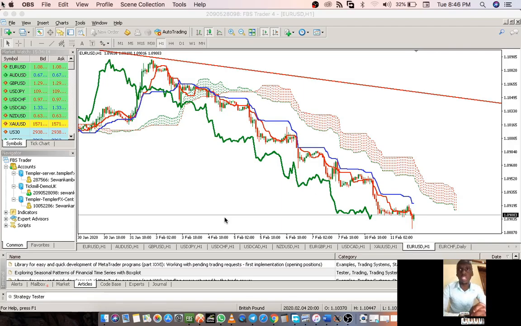The Ichimoku Kinko Hyo indicator was developed in the late 1930s by a Japanese journalist under the pen name Goichi Hosoda, who worked under the pen name Ichimoku Sanjin. He was working as a journalist for a company. He came up with this indicator, which literally translates as Ichimoku, meaning at a glance, Kinko meaning at equilibrium, and Hyo as a chart.